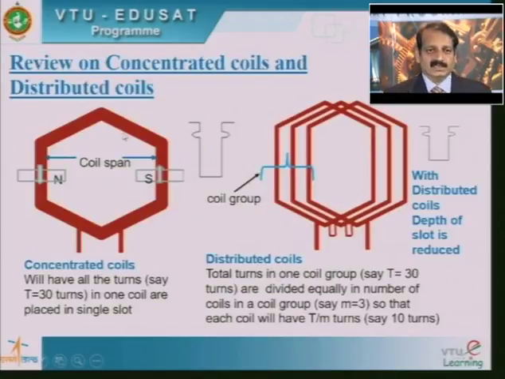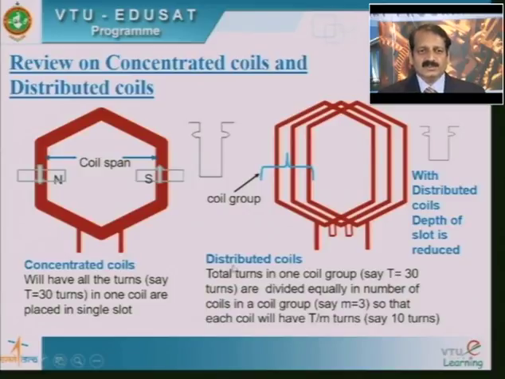When we look at concentrated coils and distributed coils, in concentrated coils we have all the turns together. Say a particular coil has 30 turns, which is again a multi-turn coil, and in one coil there are two coil sides, and all the turns of one coil side are placed in a single slot. Naturally, the depth of slot required for concentrated coils is large.